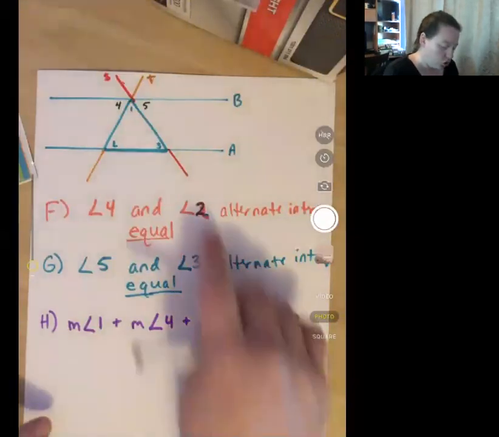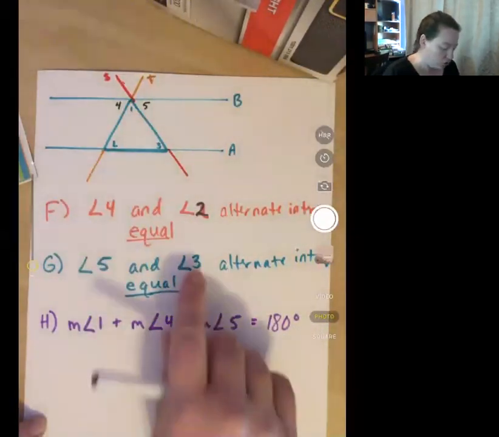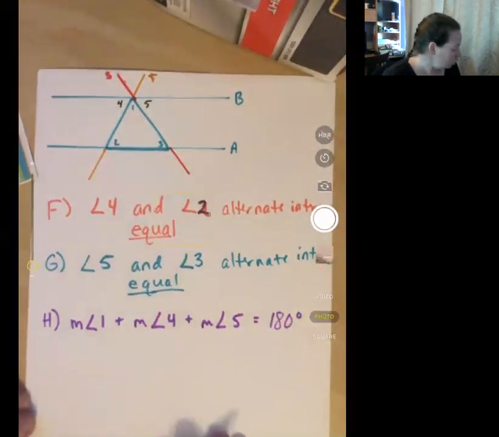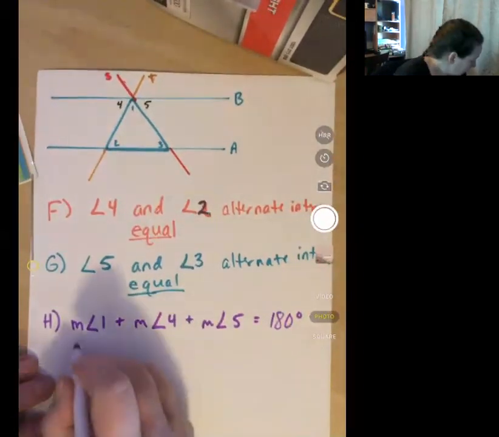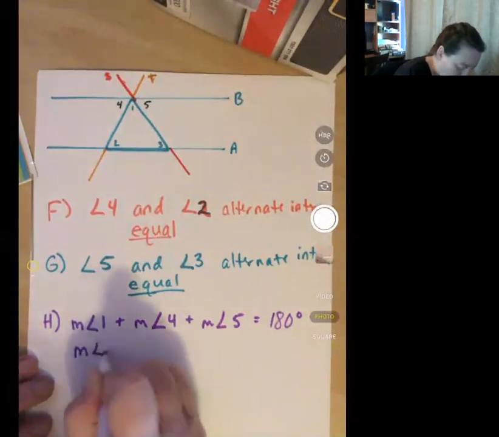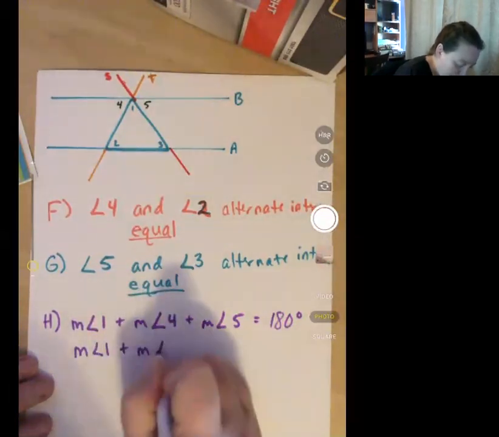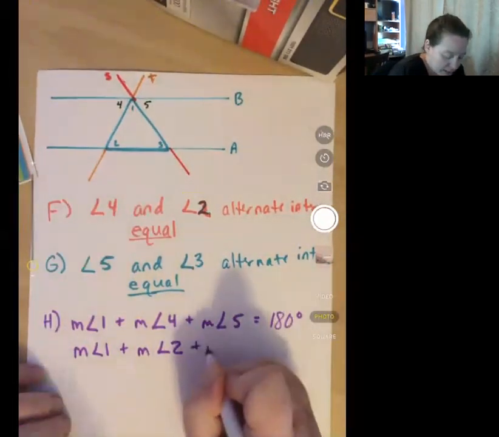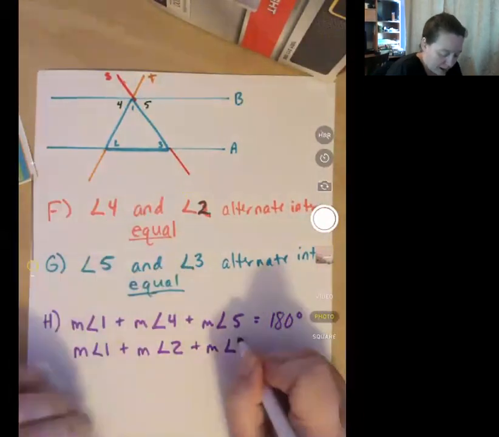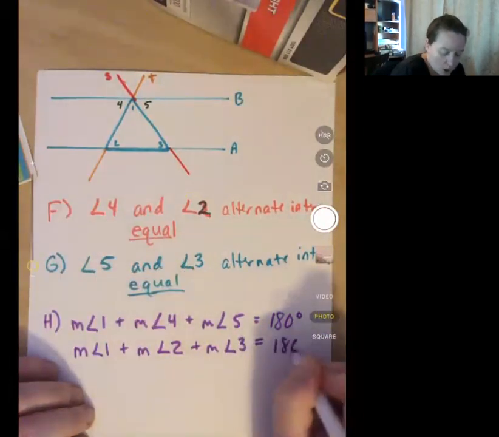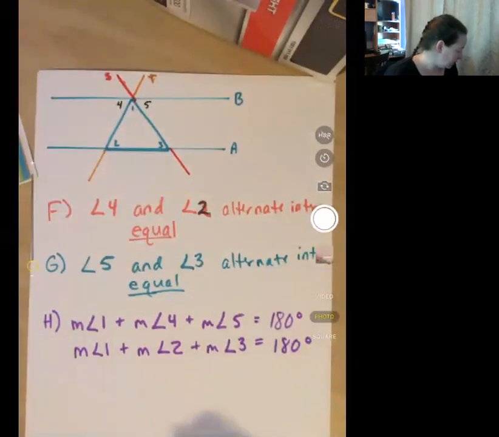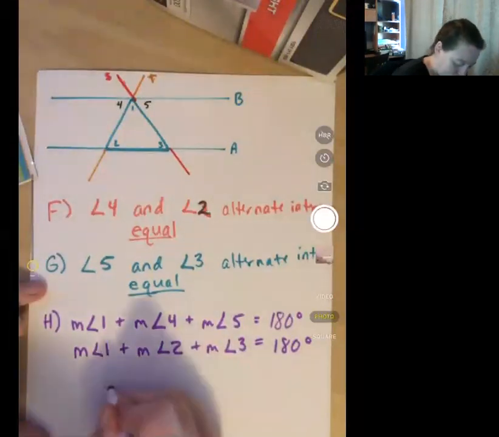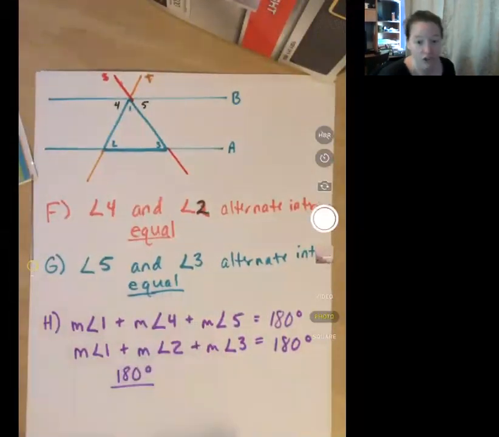Because the angles 2 and 4 are congruent and the angles 3 and 5 are congruent, you can substitute in measures. So we can do the measure of angle 1 plus the measure of angle 2, which we got from angle 4, they're equal to each other, plus the measure of angle 3, which we got from angle 5 because they're equal to each other, are equal to 180 degrees. This shows the sum of all of the angles in a triangle are 180 degrees. Boom. Number 3.